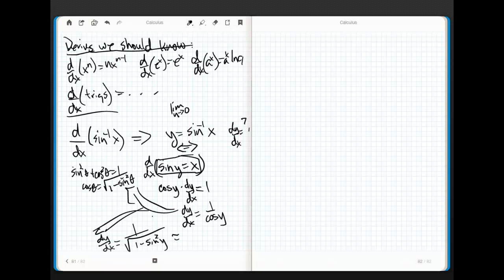So I just stick sine of y equals x back into this equation and I end up with 1 over the square root of 1 minus x squared. Isn't that cool? That's kind of fun. Now, students will often say, well, Ripley, don't we have to acknowledge that this is plus or minus? Well, we do, except think about that.